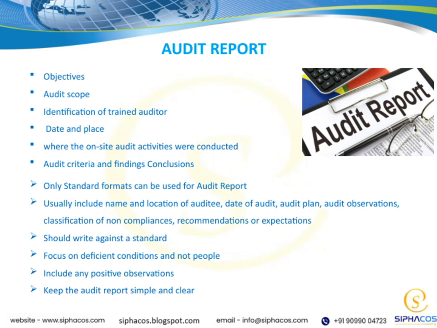We also record the date and place where the on-site activities took place, providing context and traceability for our findings. When it comes to audit criteria and findings, we compare what we observe against established standards or requirements, leading us to draw valid conclusions. Remember, the audit report should follow standard formats, usually including details like the name and location of the auditee, the date of the audit, and the audit plan. It should document observations, classify noncompliances, and offer recommendations or expectations for improvement. Importantly, the report should be written against a specific standard to maintain clarity and focus.